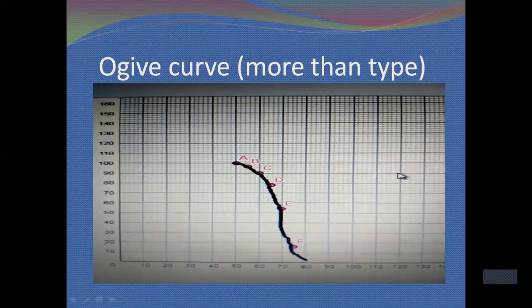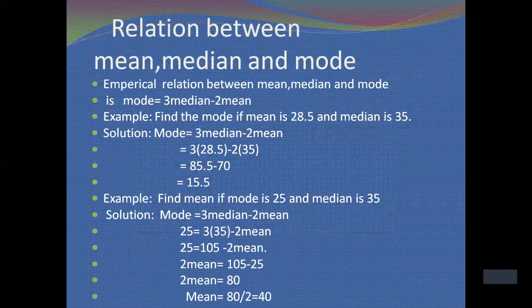Now let us see how to draw both the curves in a graph. For that, what table is required and how to draw the graph, and through that, how can we find out the median? Let us see. Before that, a very, very important one, that is the relation between mean, median and mode. This is called the empirical relation between mean, median and mode. The formula is mode is equal to 3 median minus 2 mean.